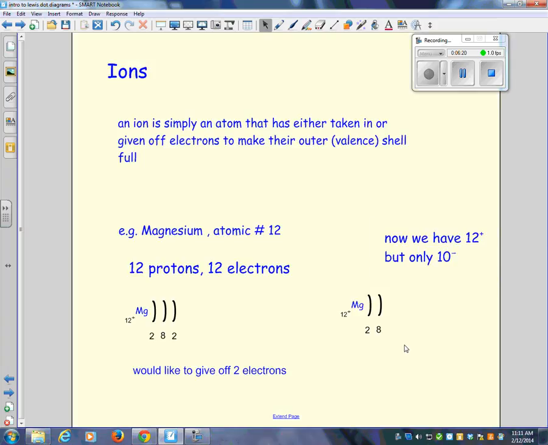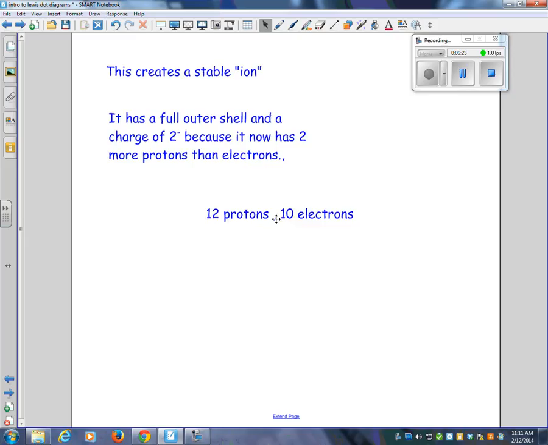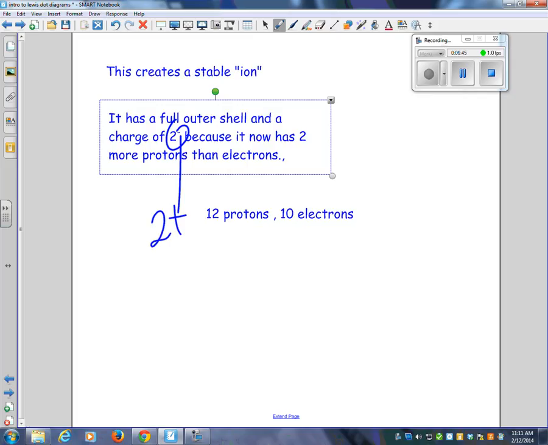Here's my charge thingy. That's no good. So this creates what we call a stable ion. It's happy. It's giving off those 2 electrons. Don't close your books. It now has a full outer shell and a charge of, I got this wrong here, don't I? What should that be? 2 positive. I went the wrong way.